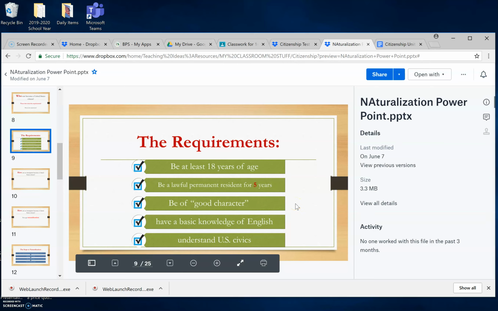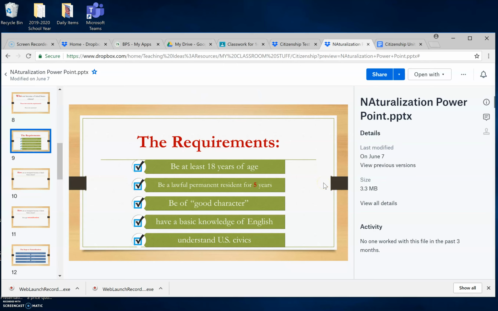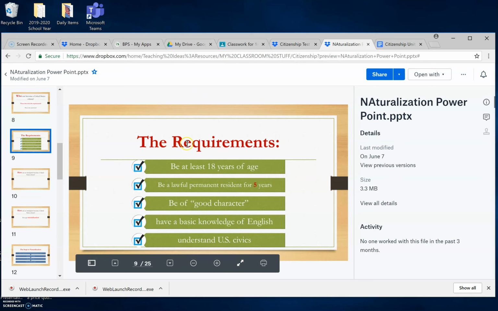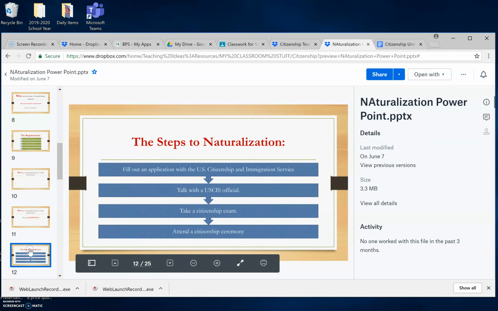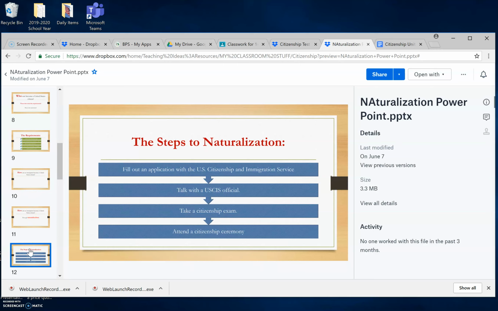Be of good character. You can't be a bad guy. Have basic knowledge of English and understand U.S. government and civics, at a very basic level. If you don't have these things, you cannot apply for naturalization. These are the requirements. Now, the steps are different. These are the steps you take, the actual naturalization process.